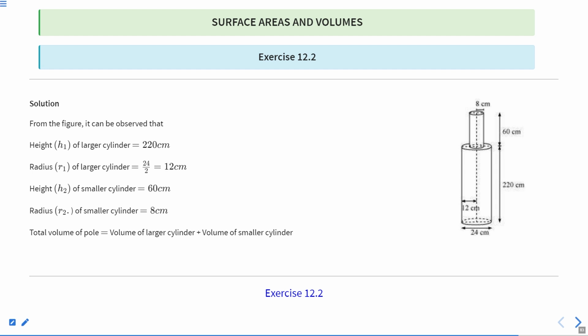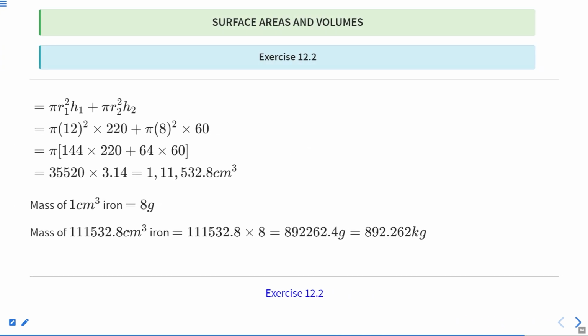Now total volume of pole is equal to volume of larger cylinder plus volume of smaller cylinder. First we need to find the volume of the larger cylinder, then the volume of the smaller cylinder, and then if we add them, we get the total volume of the pole. The volume of the larger cylinder is pi r1 square times h1, and the volume of the smaller cylinder is pi r2 square times h2.